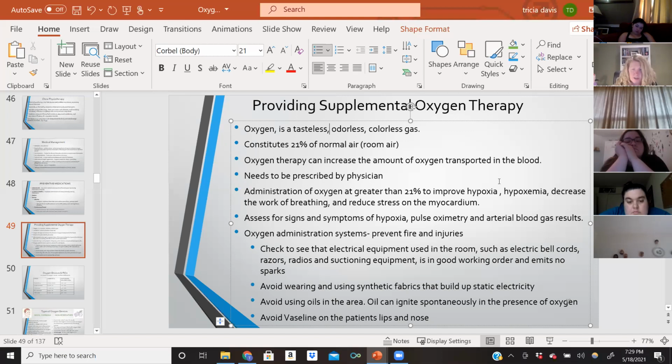Administration of oxygen at a greater than 21% rate will improve hypoxia, hypoxemia. It's going to help decrease the patient's work of breathing, and ultimately it's going to reduce the stress that we see on our myocardium, which is our heart. We're going to assess our patients for signs and symptoms of hypoxia. What are some signs and symptoms of hypoxia that you might see in your patients?